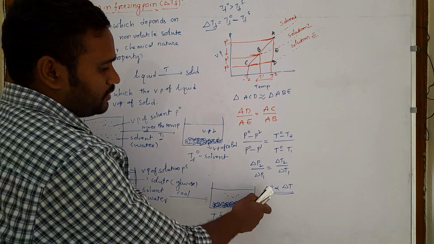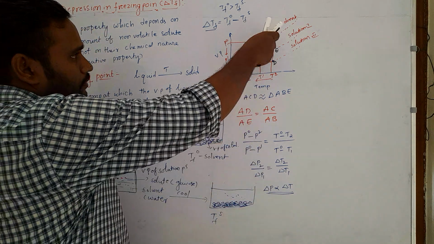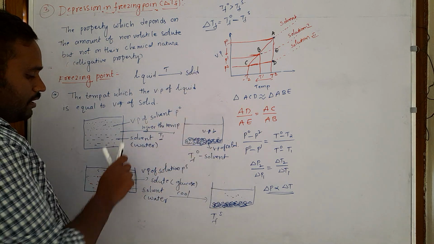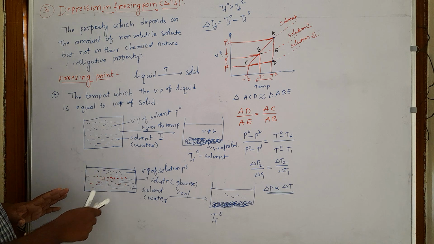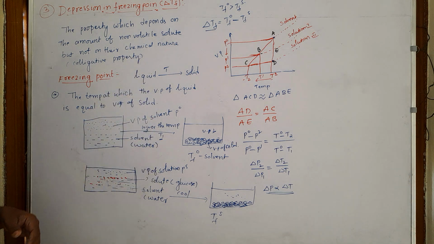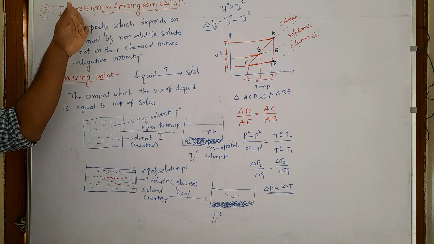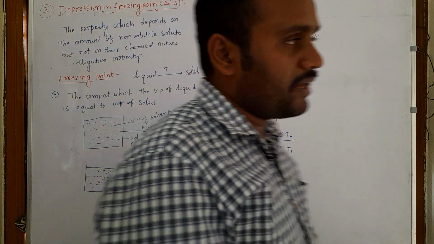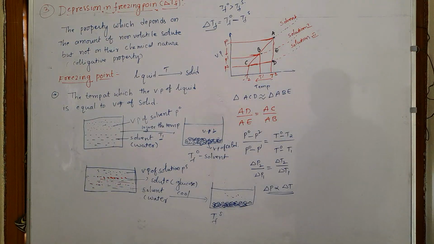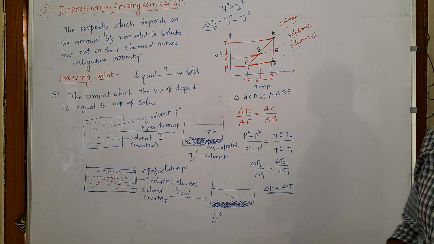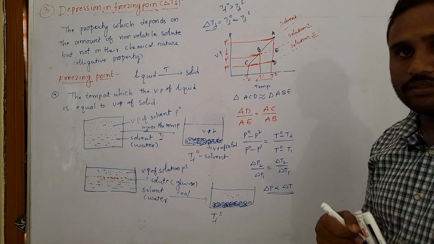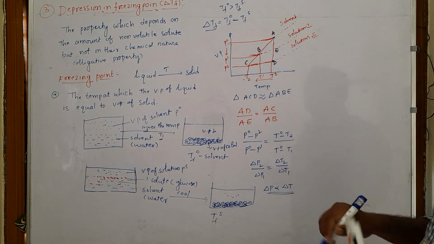So now we have one conclusion here: when you add a non-volatile solute to the solvent, the vapor pressure decreases and the freezing point also decreases. The decrease in freezing point is called what? Depression in freezing point. So now what are the mathematical equations related to this freezing point? Now let us see.